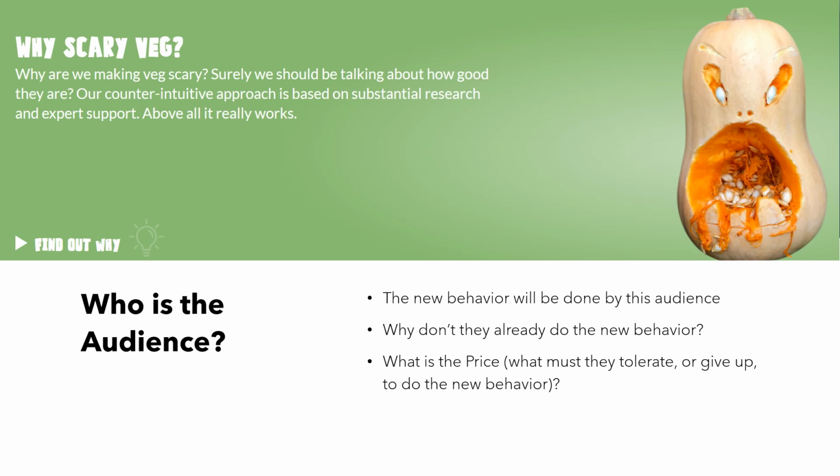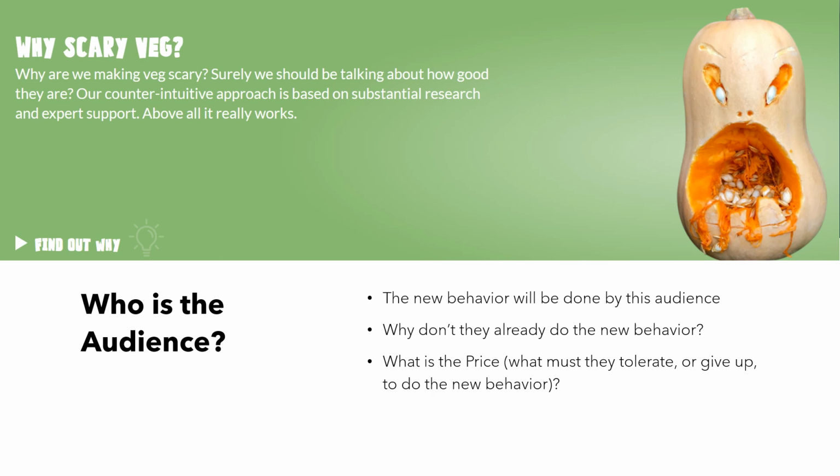So the new behavior will be done by the audience. And then you will assess that audience a little bit more. Why don't they already do the new behavior? So for kids, for example, why don't they eat vegetables? Well, the campaign material does talk about this a little bit. So when you dig into the campaign material, they very likely will discuss, what are we up against? Why aren't people doing this behavior? And then what is the price? Remember, price is not money. So what is the price to kids to eat vegetables? And we'll talk about this in a moment, but price is really what they have to tolerate or give up in order to do the new behavior.